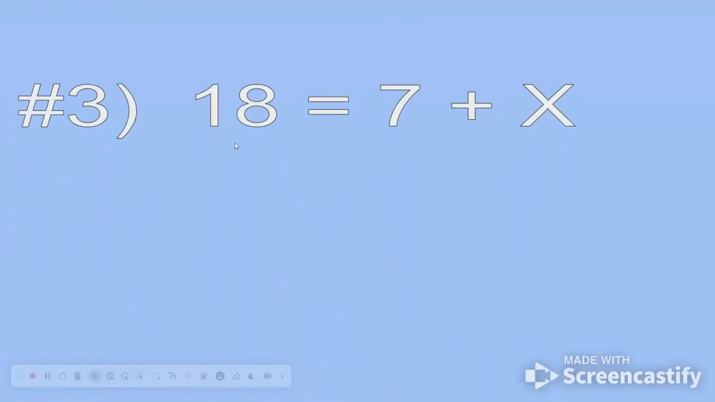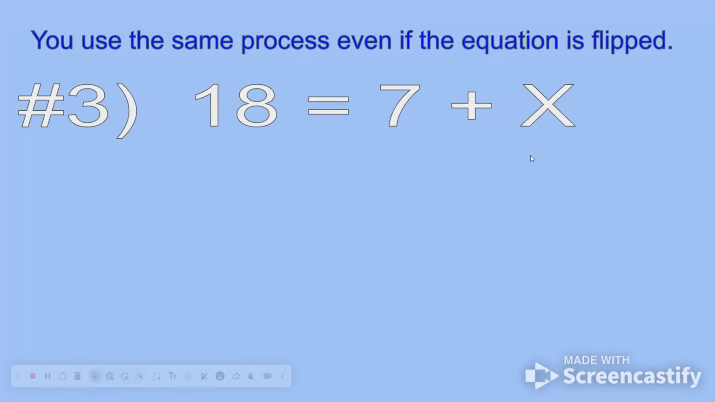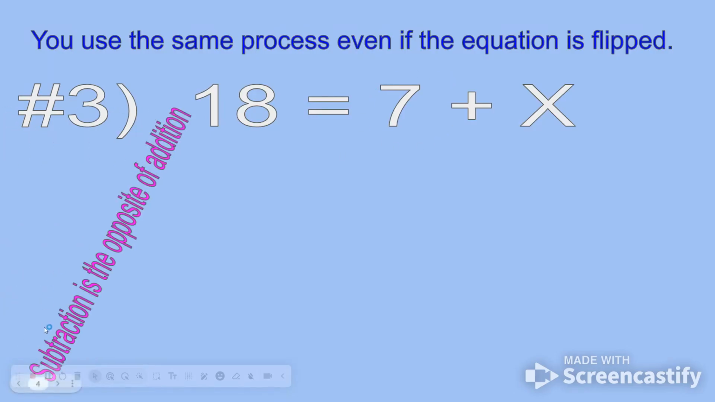Now this time I flipped the equation. Okay, instead of having the x on the left, I have the x on the right. Good thing is, it doesn't matter if the equation's flipped, we use the same process. Okay, so when I look at this equation, I see that I'm taking an x and I'm adding 7 to it. Well, if I'm adding 7 to it, remember, subtraction is the opposite of addition. So if they're adding 7, we're going to start by subtracting 7.